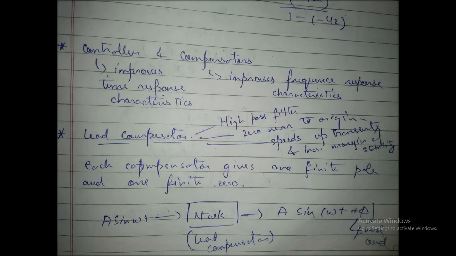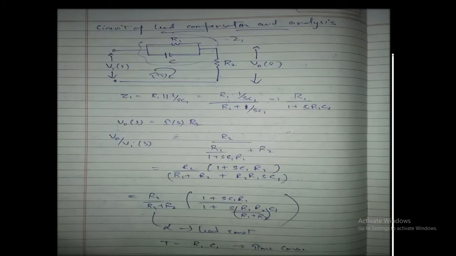So this is the representation. Whenever we put a signal in a network of lead compensator, we just get an extra phase, and that is called the phase lead. Now the important thing about this circuit is that it is having R and C in parallel, and output is taken across R2. So if we form the transfer function by using the voltage divider rule, it will be given like R2 by R1 by (1 + sC).